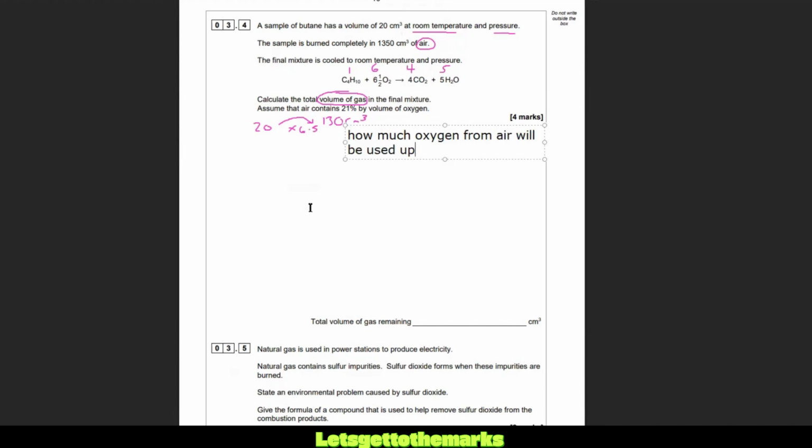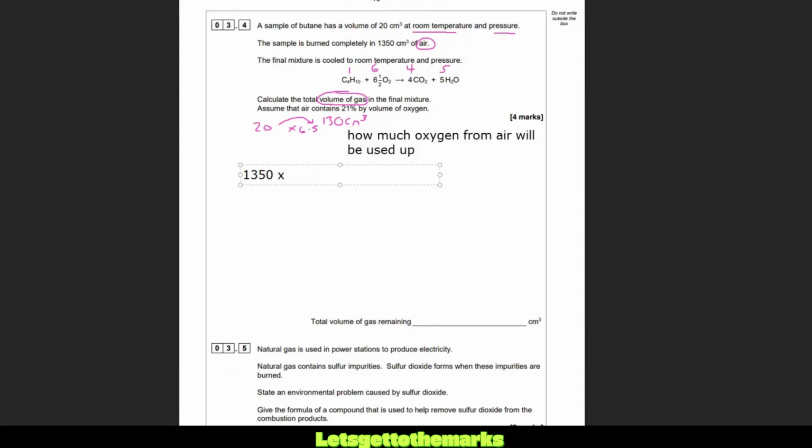Now, will there be any butane left? No, the butane will all disappear. So we don't worry about that 20. That's not part of our final mixture. And this 130 oxygen isn't either. But we need to know how much is left. There's 1,350 of air. And how much oxygen is there in the room, peeps?